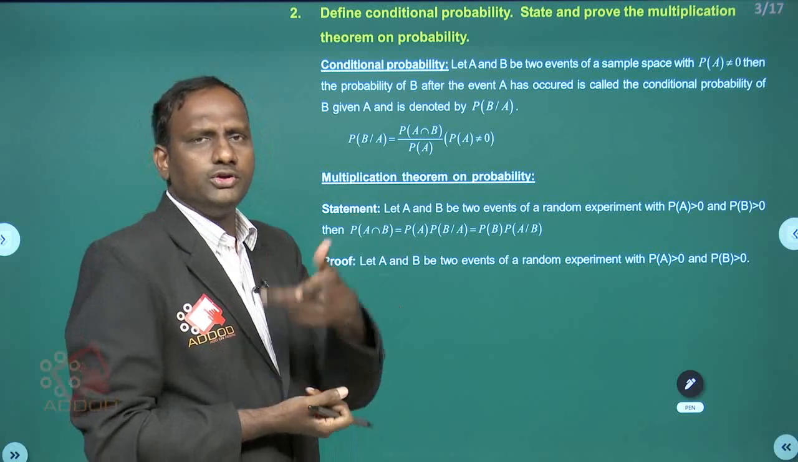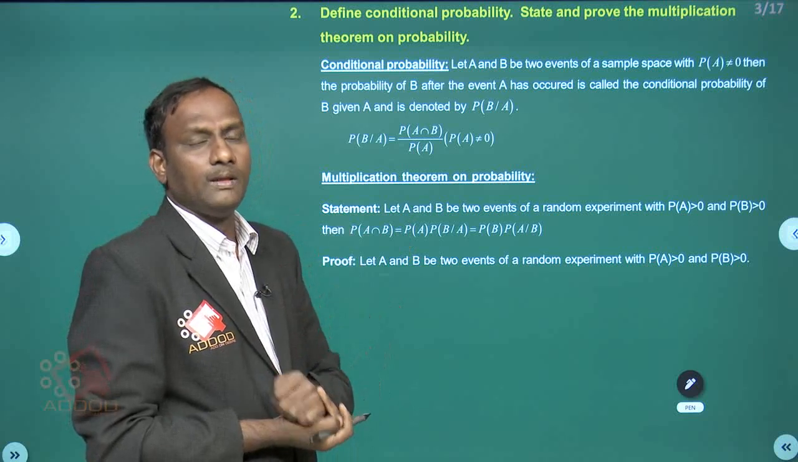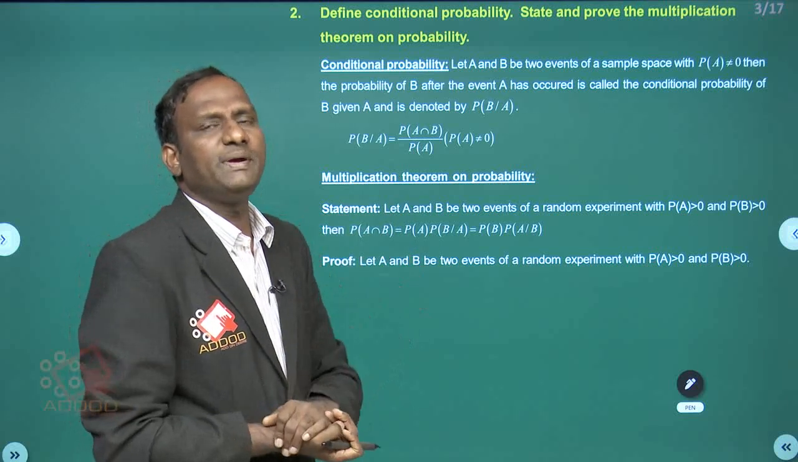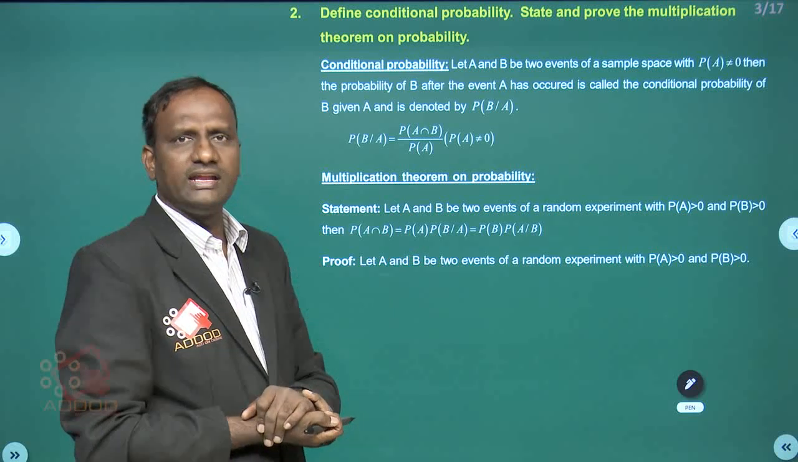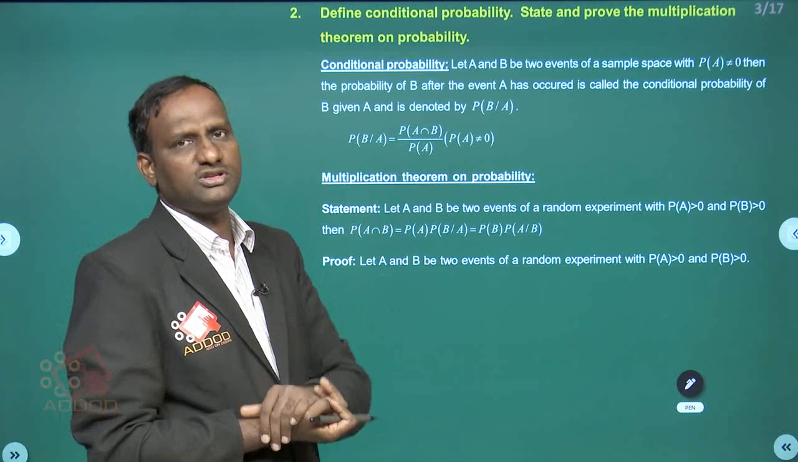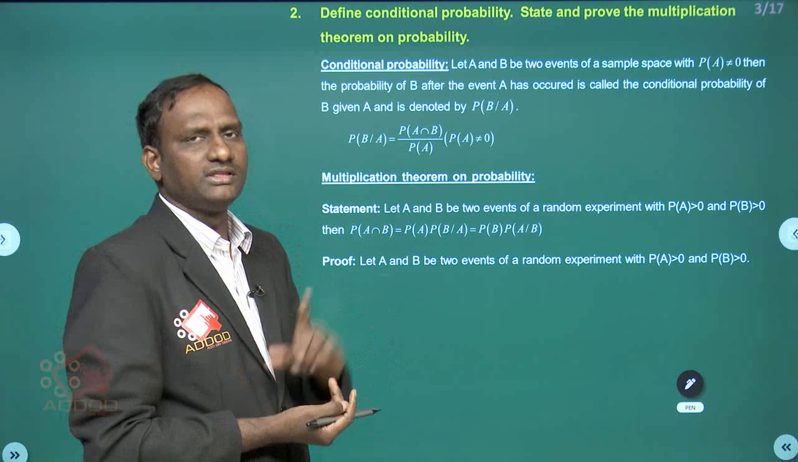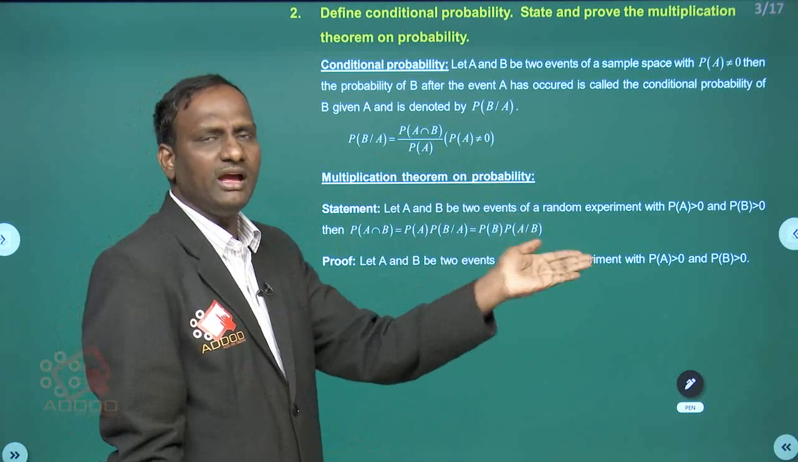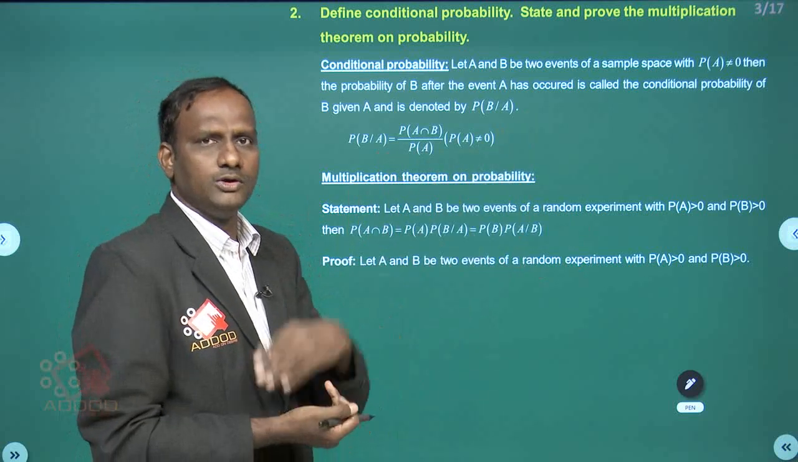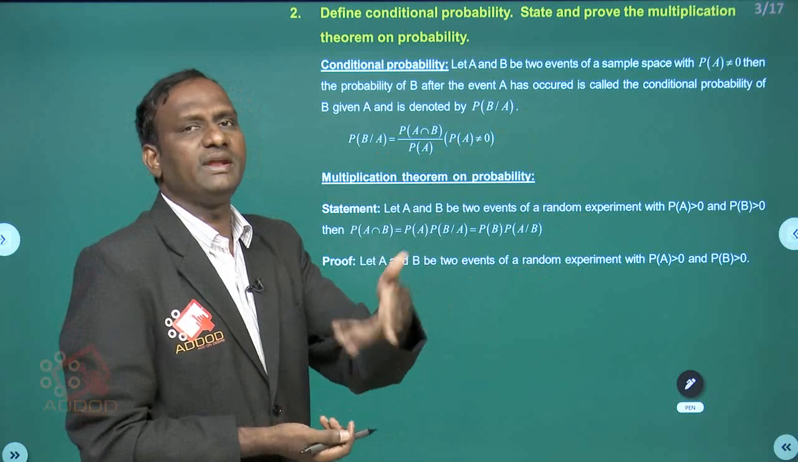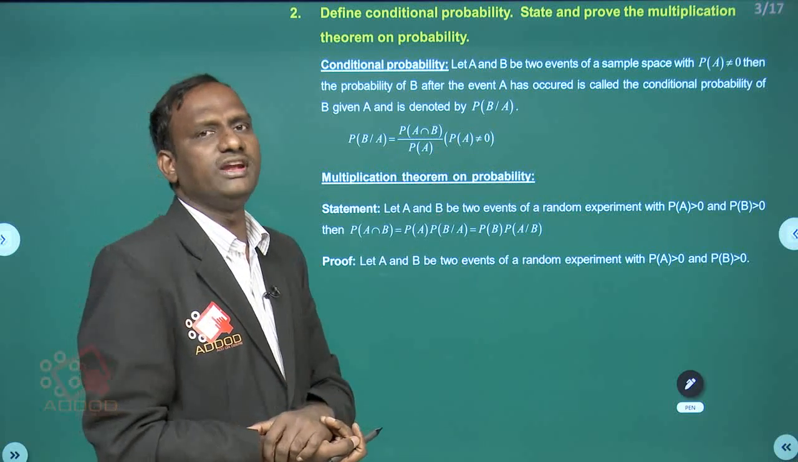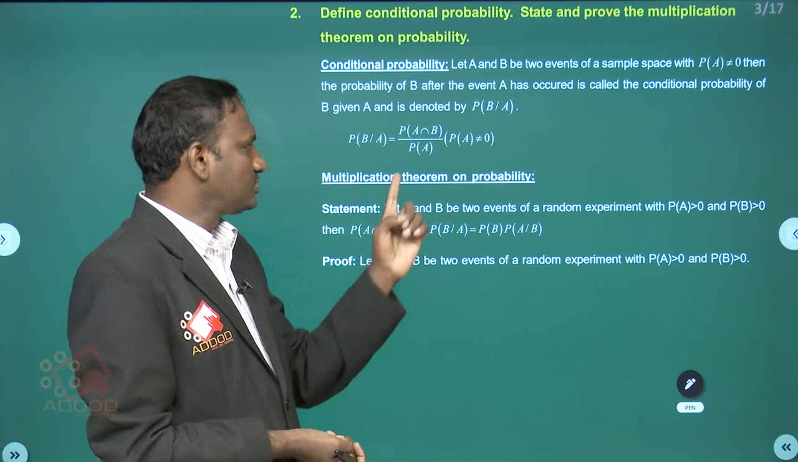So for example, you are writing a test. Before that we need to prepare the question paper. Then only you will write the test. That is the condition here. B is happening after happening of A. You will write the test after preparing the question paper. Then only it's possible to write the test. Okay. So here that is the condition.